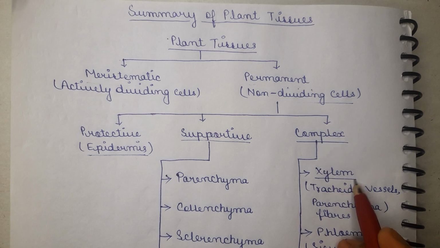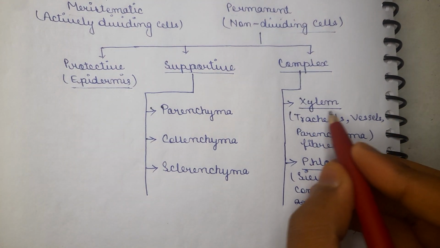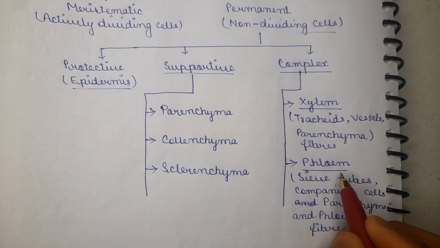Now these complex tissues are divided into two sub-topics. First one was xylem tissue and second one was phloem tissue. Now xylem tissues are responsible for the conduction of water in the plants, and the phloem tissue was responsible for the conduction of food in the plant.